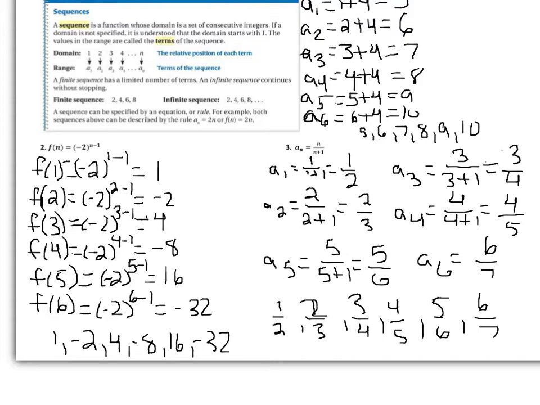Alright, so now let's move on and see what we have to do. For the sequence 3, 8, 15, 24, describe the pattern, write the next term, graph the first 5 terms, and write a rule for the nth term. Okay, so we have a lot to look at here. We know a sub 1 is 3, a sub 2 is 8, a sub 3 is 15, a sub 4 is 24.